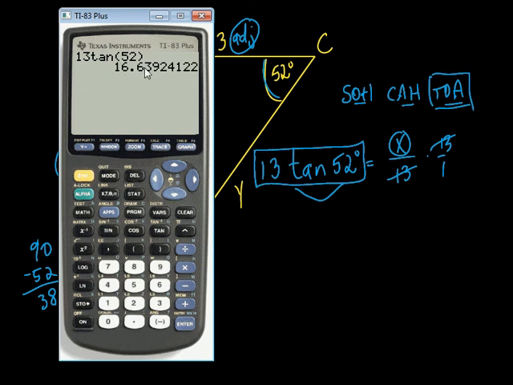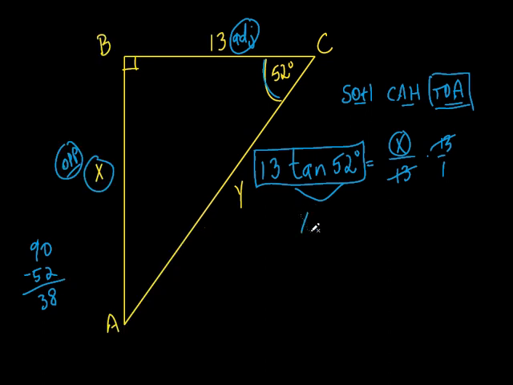So we hit equals, and we get about 16.6. Is that what you got on your calculator? Yep, should be. So it's 16.6. What did we just find then? We found x. We found the length of that side right there. We didn't find an angle. Don't put degrees. We found the length of that side. Make sense?